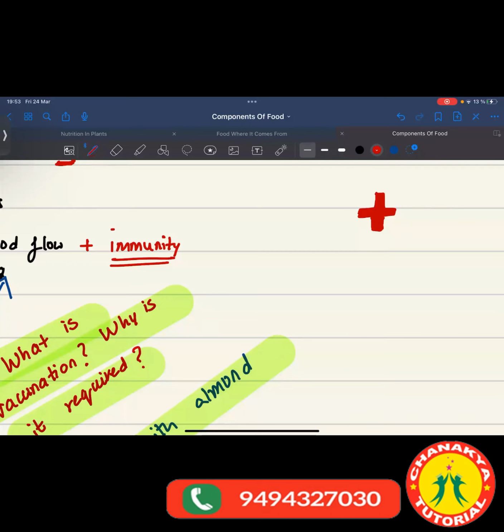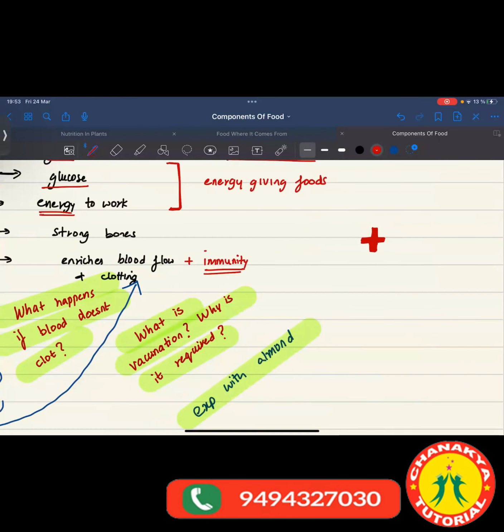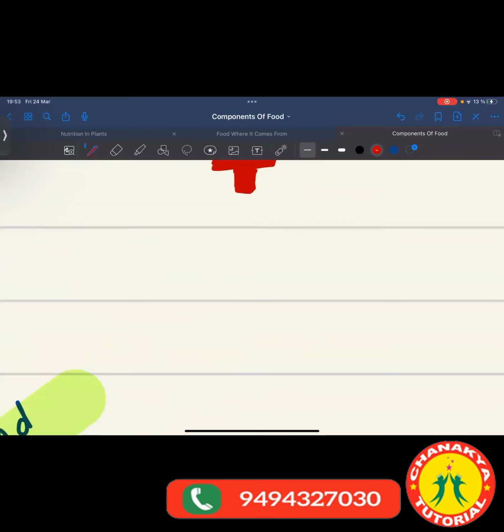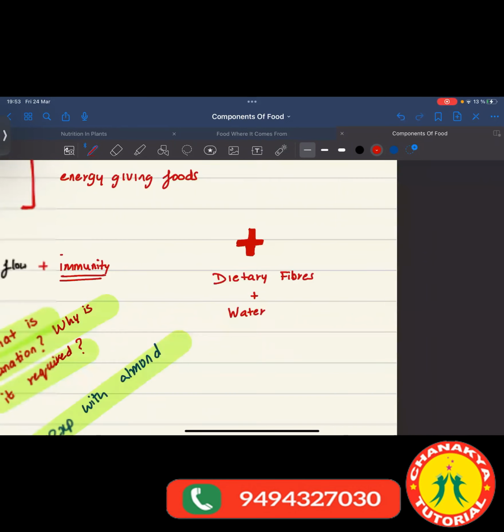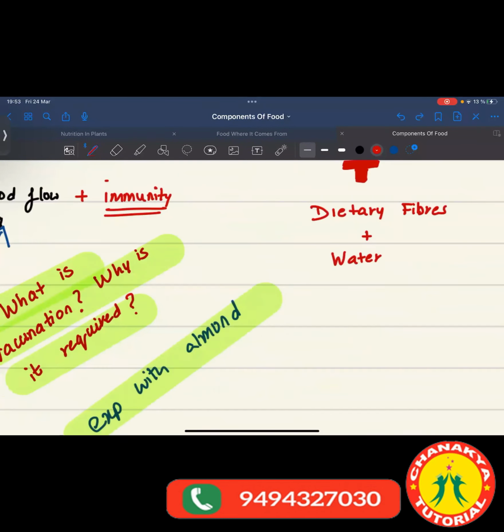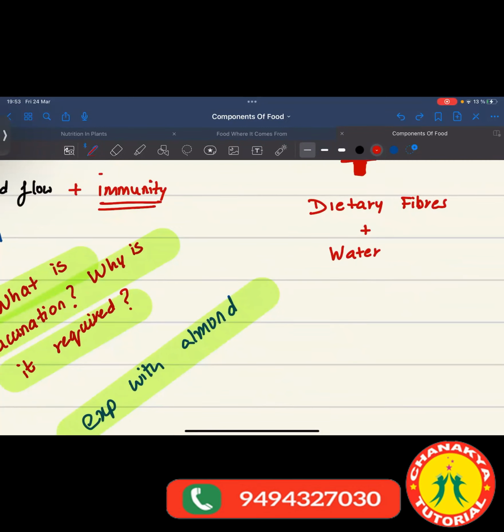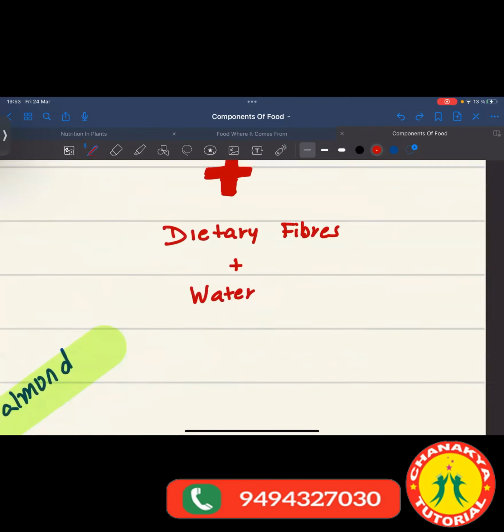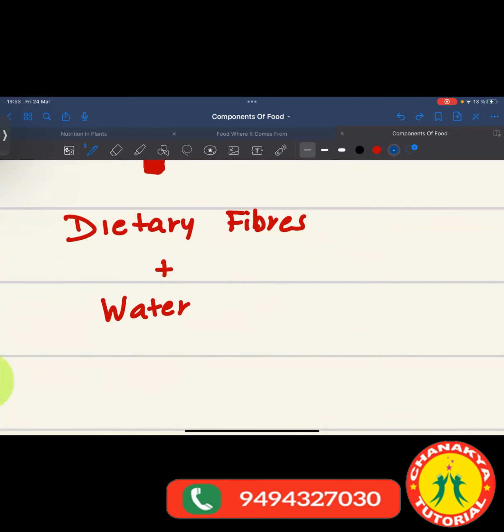Okay, all right, fine. So additional to these, we need fibers. These fibers are called dietary fibers, and also you need water. Water is very, very important. If you're having all this and you're not having water, that's it, you will not live long. So you need dietary fibers and you need water, very important. Dietary fibers are also known as roughage, as Deepika clearly told you all.